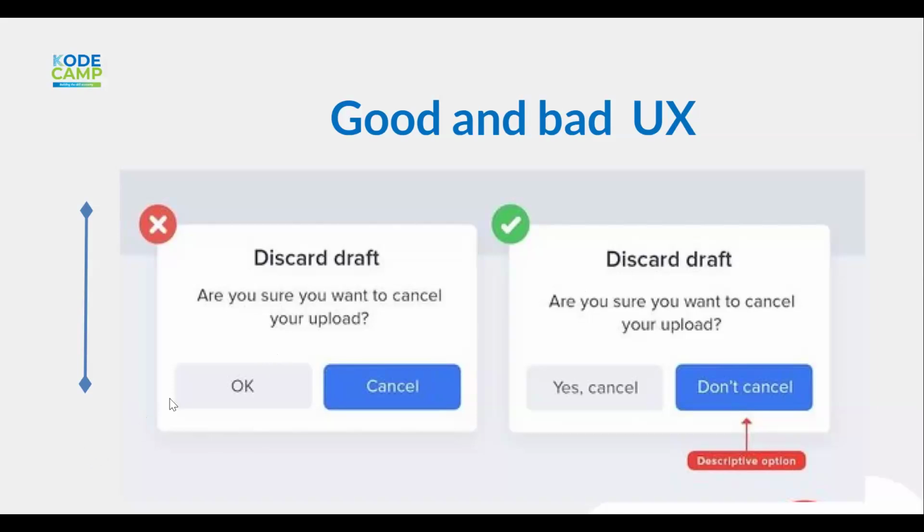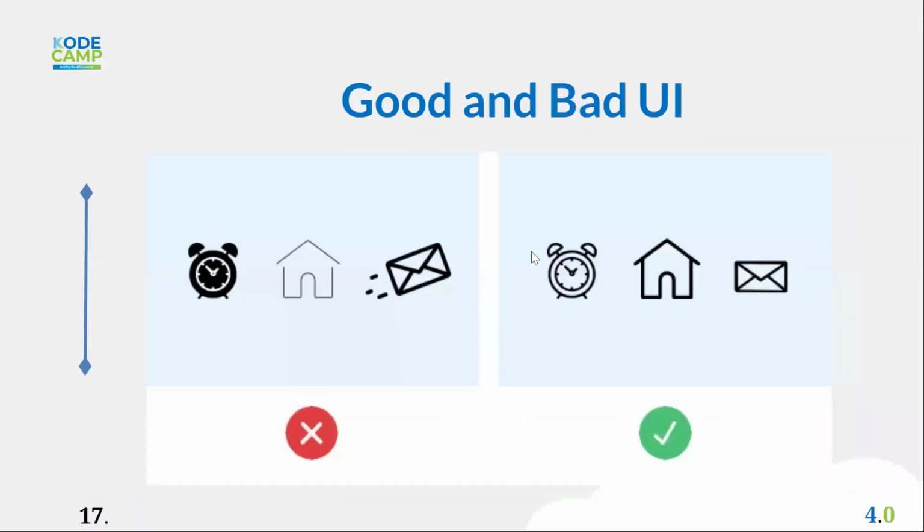Then we're looking at good and bad UI. If you know why this first one is wrong and the second one is a good UI, you can unmute your mic. You can raise your hand and ask your question. Okay, Okoro Emanuela, unmute your mic and speak.